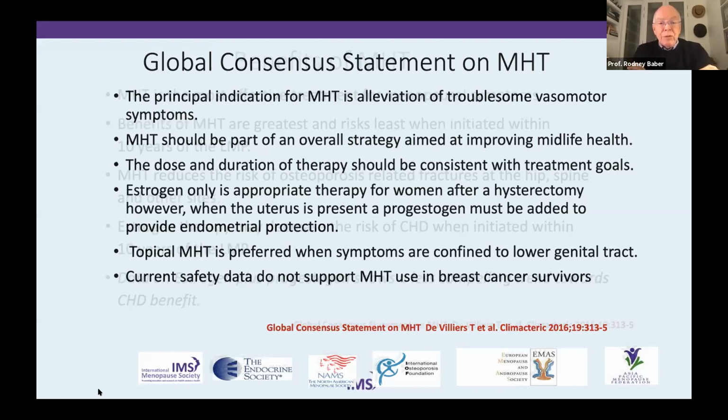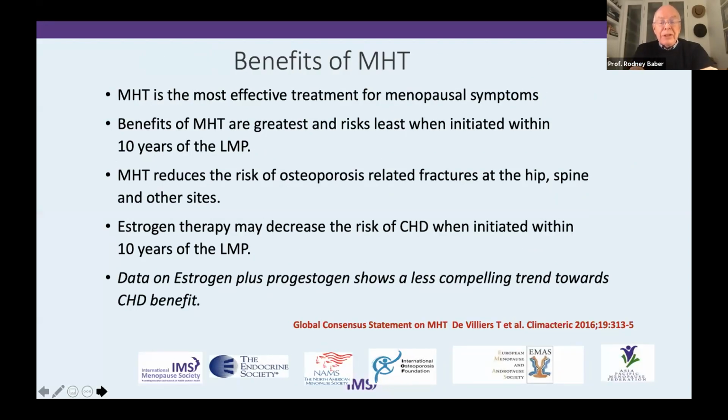There are several benefits of MHT. Obviously, the most important one is that MHT will alleviate menopausal symptoms and will do so more effectively than any other intervention. The benefits are greatest and the risks are fewest when MHT is initiated within 10 years of the last period. So the time to initiate is when the symptoms are at their worst.